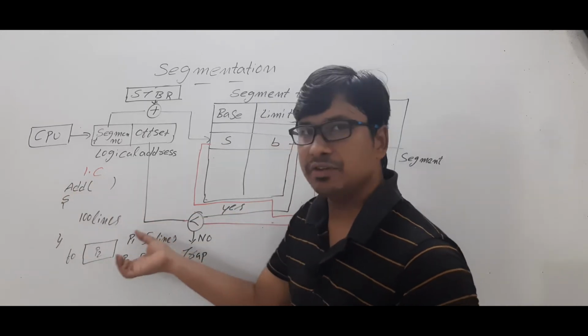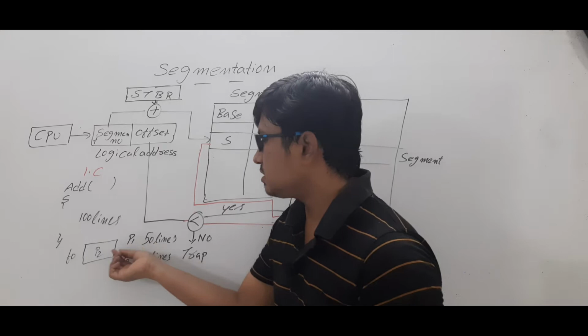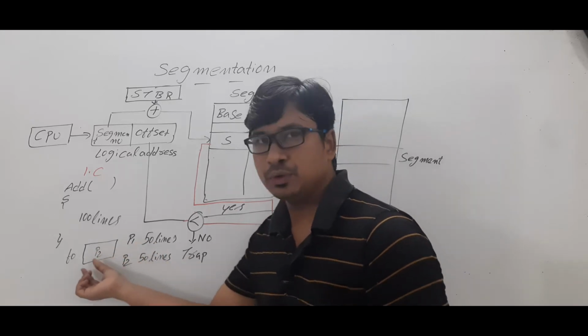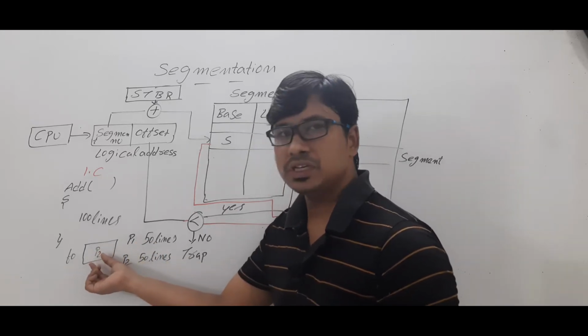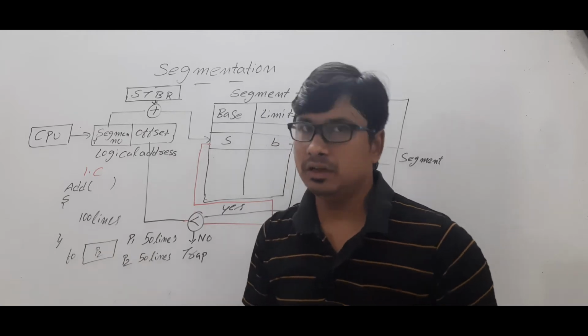So even though the add function is a single module, in paging it is divided into two pages. When page number 1 is executing, page number 2 is not available. When page number 2 is executing, page number 1 is not available in the main memory.